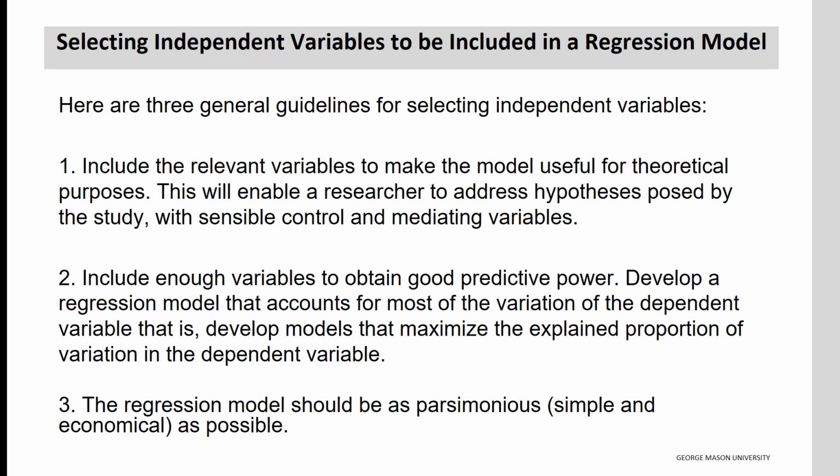Here are three general guidelines for selecting independent variables. First, you may want to include the relevant variables to make them most useful for theoretical purposes. This will enable a researcher to address hypotheses posed by the study with sensible control and mediating variables.